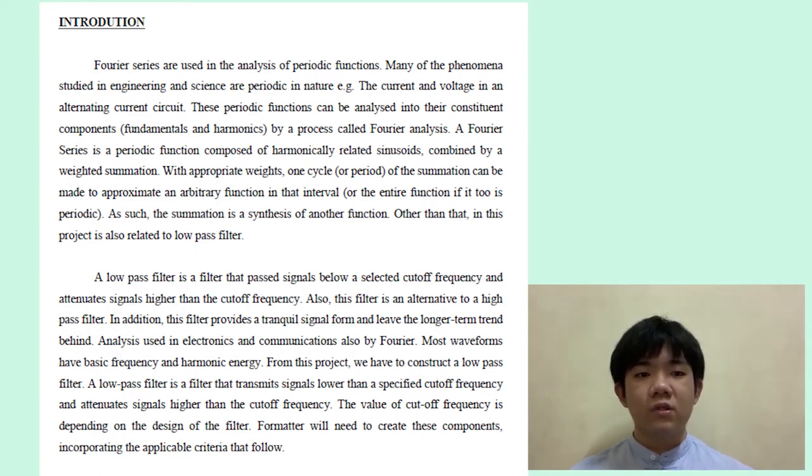From this project, we have to construct a low-pass filter. A low-pass filter is a filter that transmits signals lower than a specified cutoff frequency and attenuates signals higher than the cutoff frequency. The value of the cutoff frequency depends on the design of the filter. For the method, we need to create these components incorporating the applicable criteria that follow.